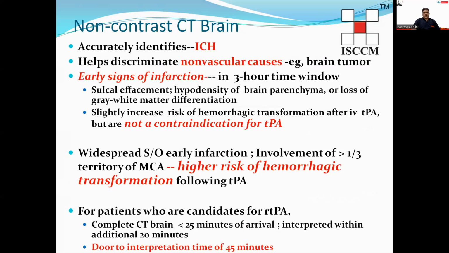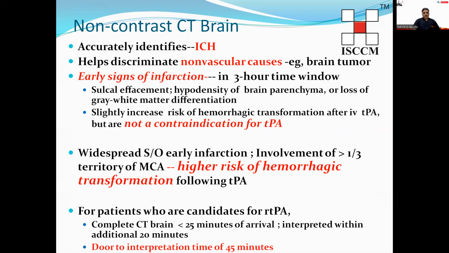Non-contrast CT brain identifies ICH and helps discriminate non-vascular causes like brain tumor. Early signs of infarction in the 3-hour time window include sulcal effacement, hypodensity of brain parenchyma, or loss of gray and white matter differentiation. These slightly increase the risk of hemorrhagic transformation with IV tPA, but are not a contraindication for tPA. Widespread early infarction, with involvement of greater than one-third of the MCA territory, carries a high risk of hemorrhagic transformation following tPA.